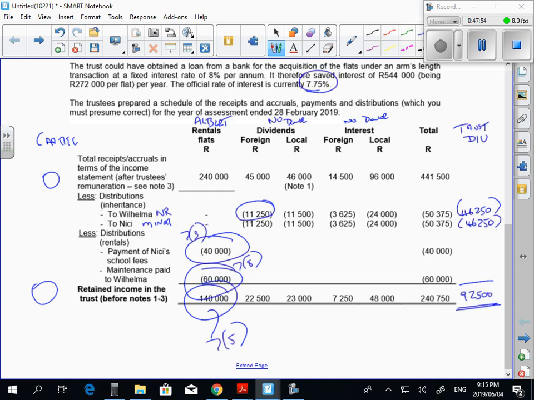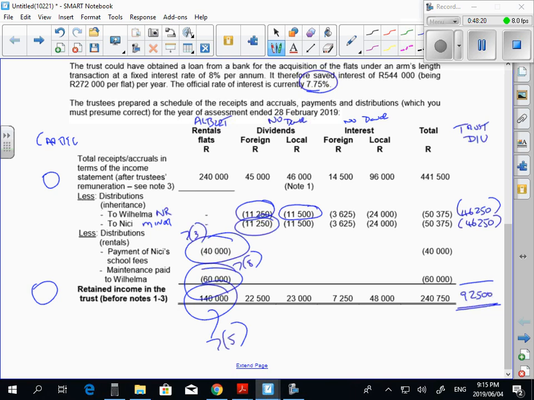It's a non-resident receiving a foreign dividend. It's not taxed in South Africa, dash. This 11,250 that goes to Nikki, you'll put it into Nikki's gross income, but because it's a foreign dividend, what are you going to do? Minus 25 over 45 times 11,250 is your foreign dividend exemption. Guys, happy with that? Then there's local dividends, 11.5.